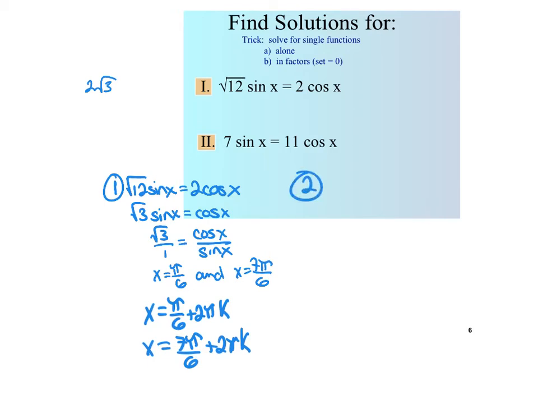Okay, number 2. Number 2 doesn't look like anything on the unit circle. 7 and 11, not on the unit circle. So here's what I'm going to do. I'm going to divide both sides by 7, and this is just a strategy.